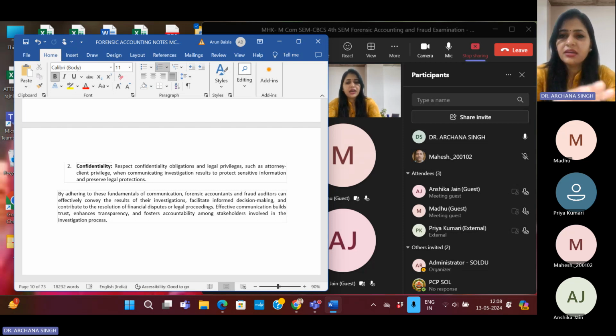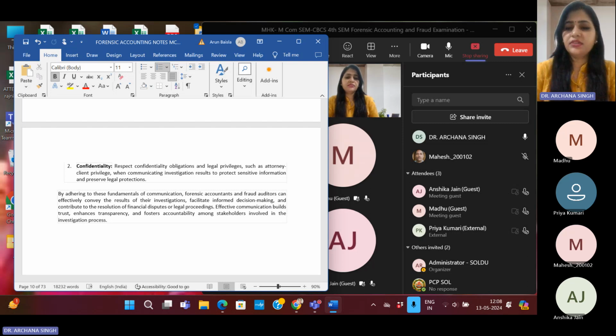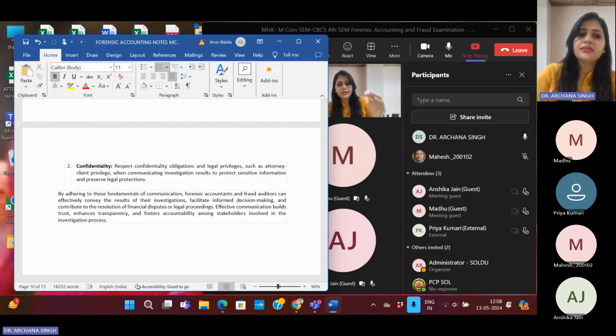Okay, so by adhering to these fundamentals of communication, the forensic accountants and auditors can effectively convey the results of their investigations, facilitate decision making, and contribute to the resolution of financial disputes or legal proceedings. So effective communication builds trust, enhances transparency, and fosters accountability among stakeholders involved in that investigation process.